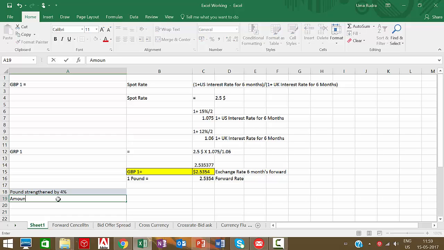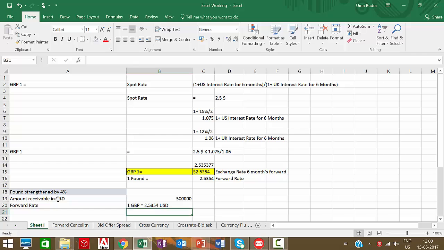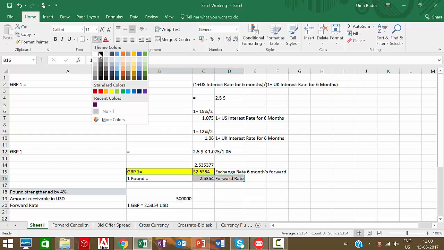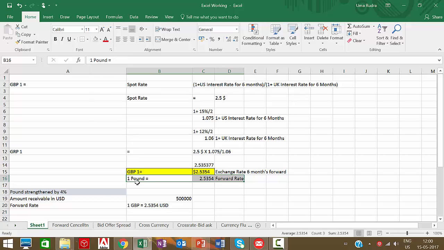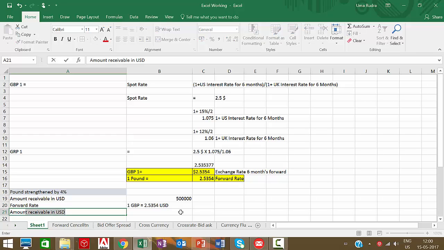So the amount receivable in US dollar is 500,000 US dollar. Forward rate: 1 GBP equals 2.5354 US dollar. That is the forward rate we have calculated. So for the amount receivable, we need to do each and every step, thinking stepwise, so that solving the sum would be really easy.